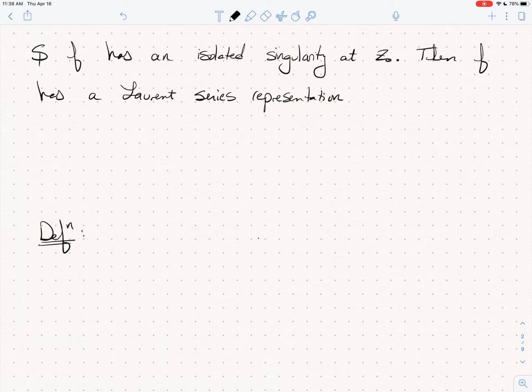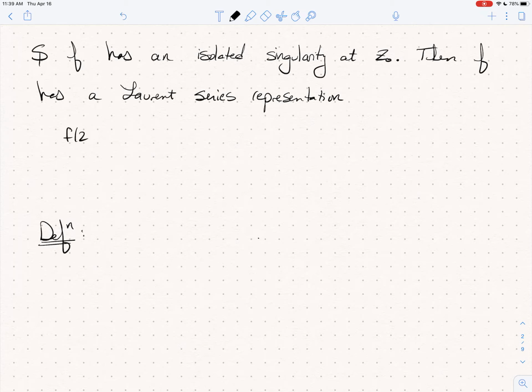All right, so I want to work our way towards a definition with you. Let's suppose that f has an isolated singularity at z naught. If you have an isolated singularity at z naught, then you're analytic on a deleted neighborhood around z naught. And so that means that you're guaranteed that f has a Laurent series representation.